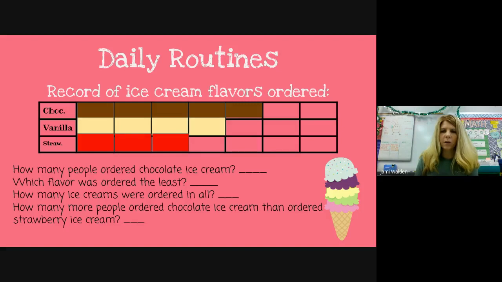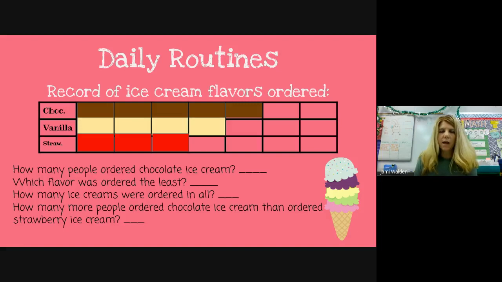How many ice creams were ordered in all? Oh, I hear some key words. In all. What am I going to do to find that answer? I need to count all the bars together. That's right. So if I start with chocolate, we already counted and it was 5. I'm going to count on. 5. Count vanilla. 6, 7, 8, 9. Count on for strawberry. 10, 11, 12. 12 orders in all.